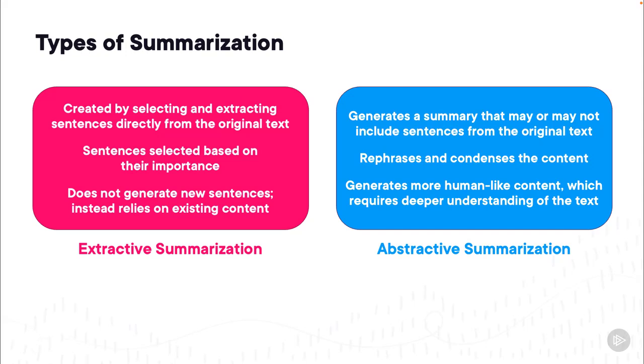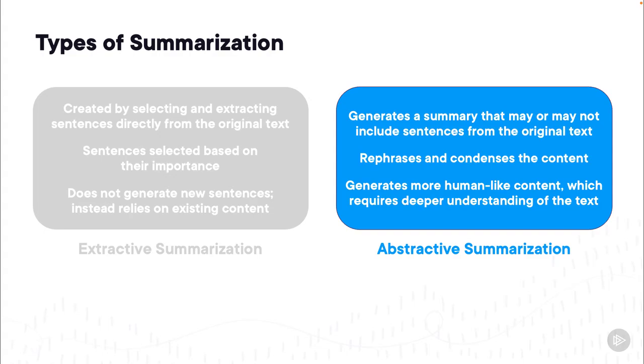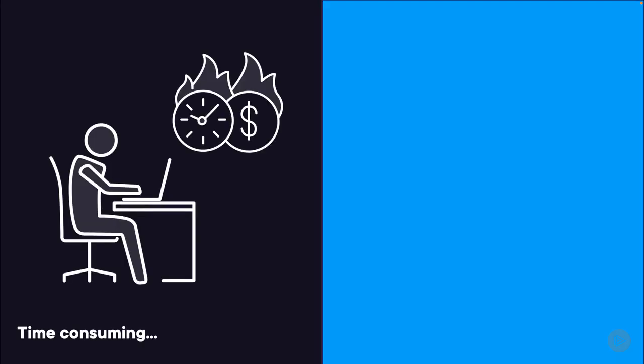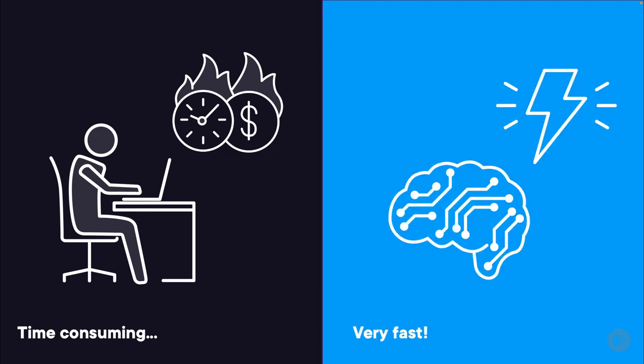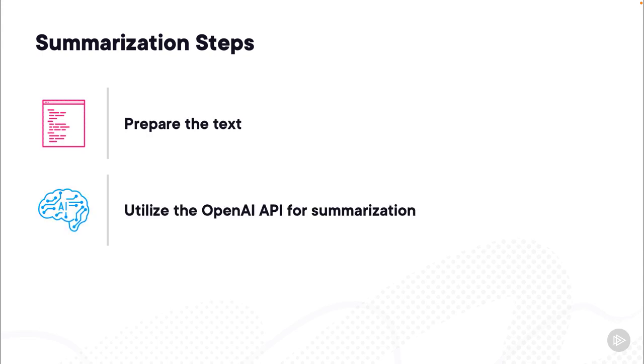The GPT model uses abstractive summarization, which is good because summarization is very time consuming for a human being, but it's a snap with an LLM. For summarization, there are three steps to take. You prepare the text, you utilize the OpenAI API for summarization, and review and fine-tune. And as mentioned, these are the same steps for the other practical applications that I will show you during this module, though I will not show the steps for the other cases.